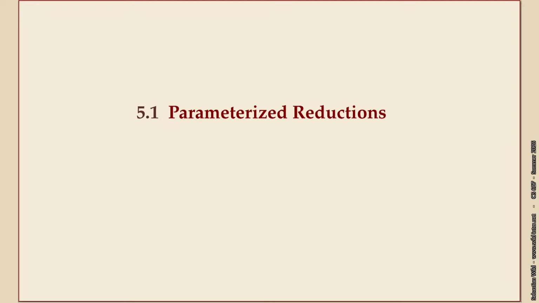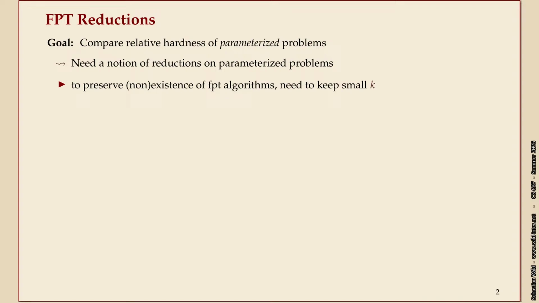In the first part, we'll look at reductions. Namely, they were the key tool in classic complexity theory to avoid having to talk about things we cannot possibly prove. We said instead, let's just relate the hardness of problems to each other. And we certainly will try the same for fixed parameter problems or parameterized problems. So can we somehow compare the relative hardness of these problems?